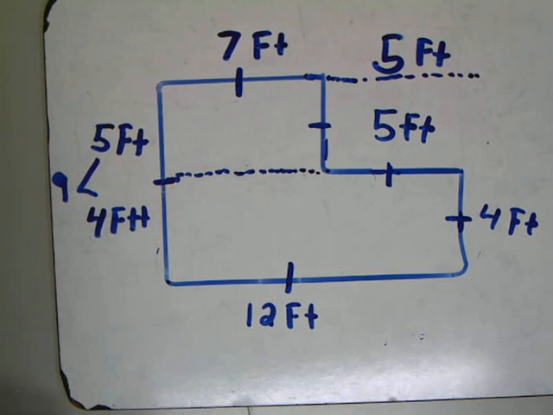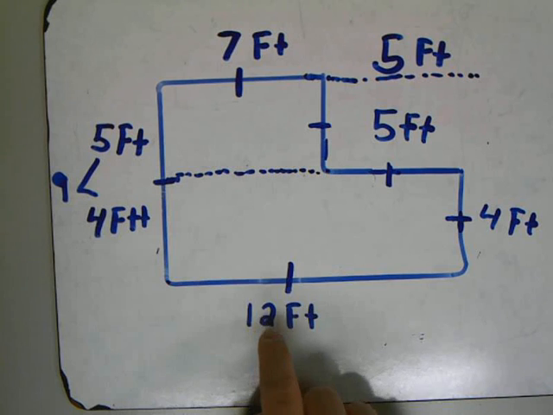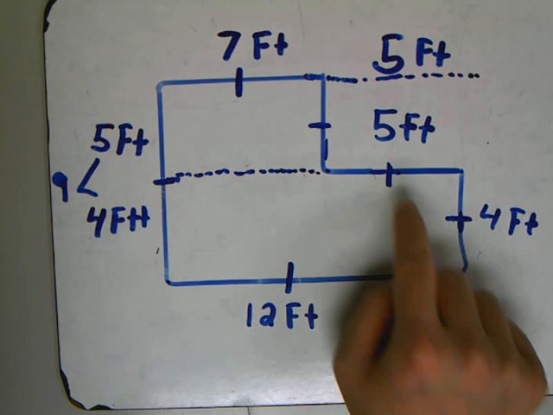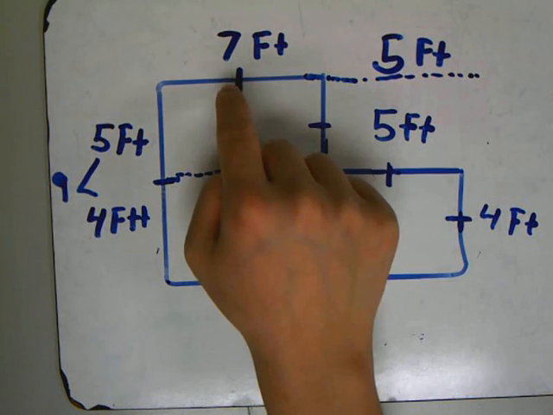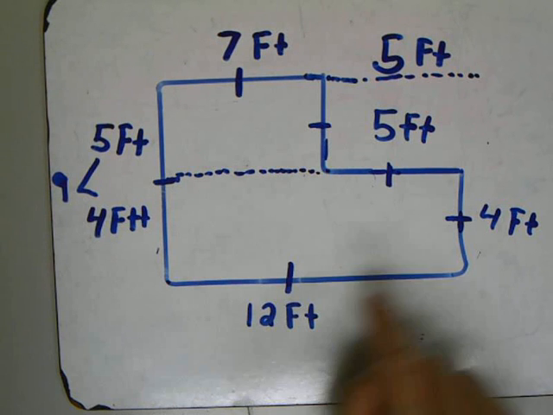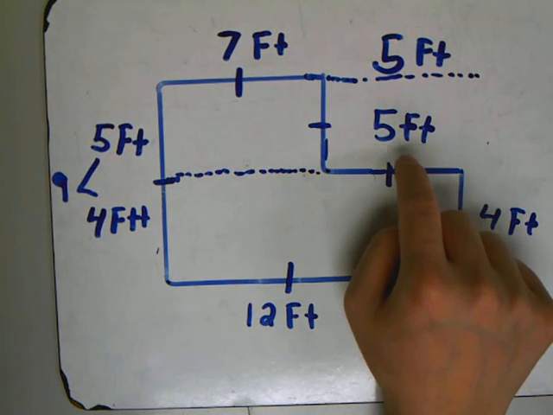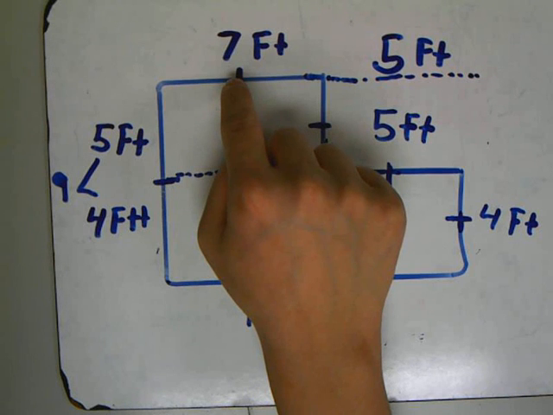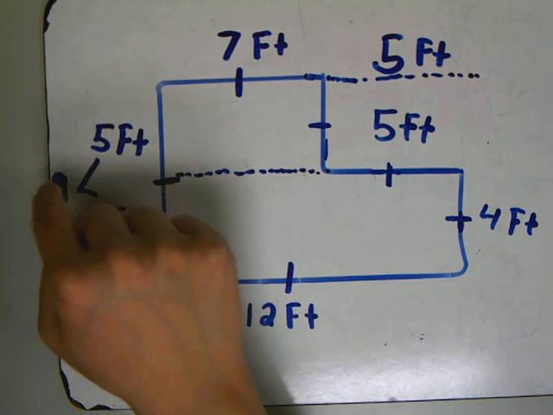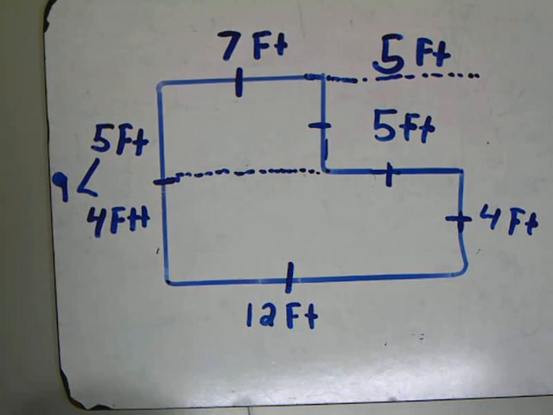I now have enough information to find the length that is missing of all my sides, and I also have enough information to give me my total perimeter. I know that I have 9 plus 12 plus 4 plus 5 plus 5 plus 7. And I know that 12 plus 4 is 16. I know that 16 plus 5 is 21. I know that 21 plus 7 is 28. And I know that 28 plus 9 happens to equal 37.